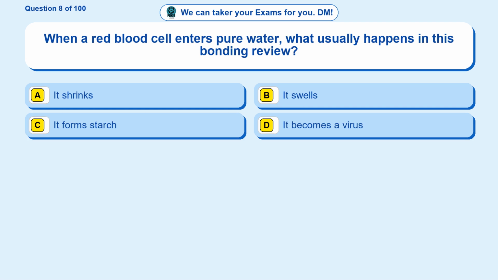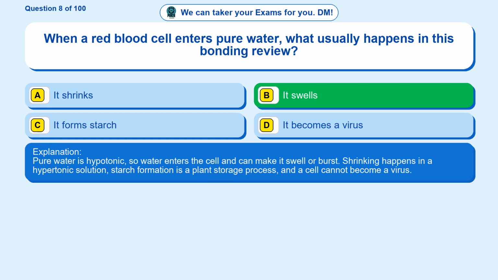Question 8. When a red blood cell enters pure water, what usually happens in this bonding review? Option A, it shrinks. Option B, it swells. Option C, it forms starch. Option D, it becomes a virus. The correct answer is option B, it swells.